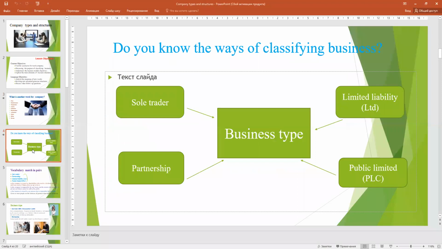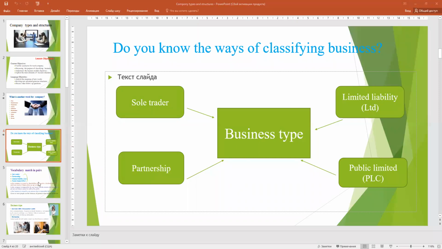And do you know the ways of classifying business? We can classify business into four types. For example, sole trader, partnership, public limited, and limited liability. We can divide business into four types.